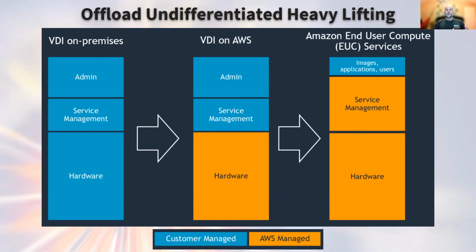If a company was to move their VDI onto AWS, you at least get away from the hardware responsibility. But what we're going to talk about today is the far right, where we have Amazon end user compute services. AWS handles the hardware as well as the whole managed service of the desktop itself. And then that allows you to focus on just what capabilities do I need, who should have access, and what applications do I want to make available.